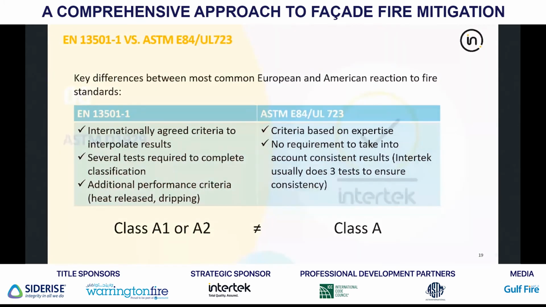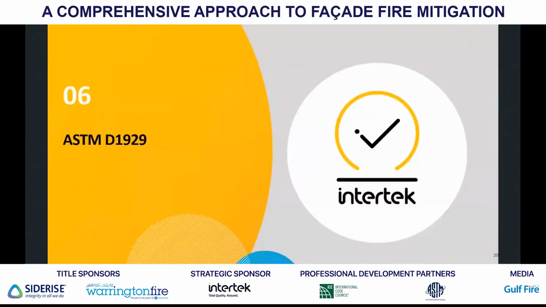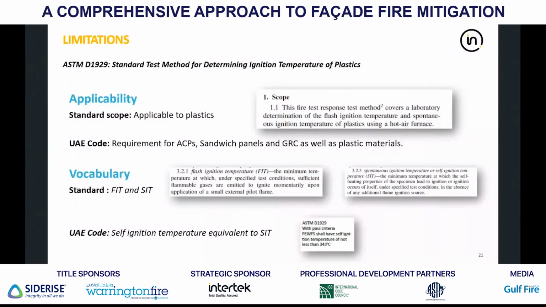Now we're going to go very quickly over ASTM D1929. What I wanted to mention here is that the applicability of this standard is for plastics, but in the UAE Code, it's required for other, non-plastic products. For example, sandwich panels, if they're Roku, should have this method as well. GRC, glass reinforced concrete, is not a plastic. You need to test it. So it's done, but only in the Middle East. You will find it, but the standard is not designed for that kind of product.